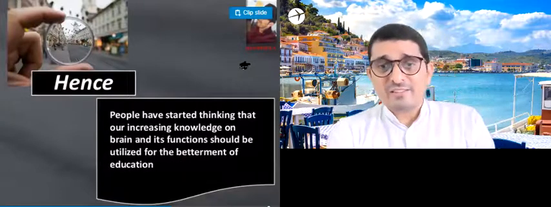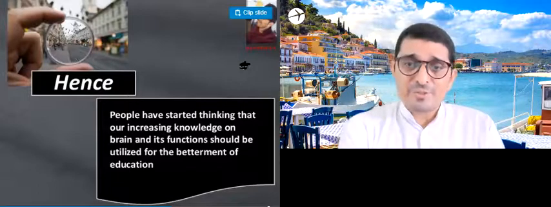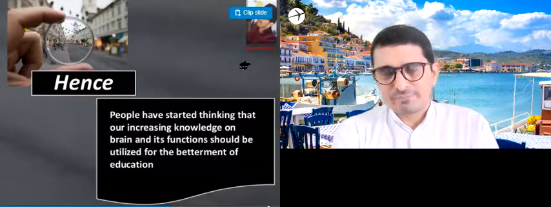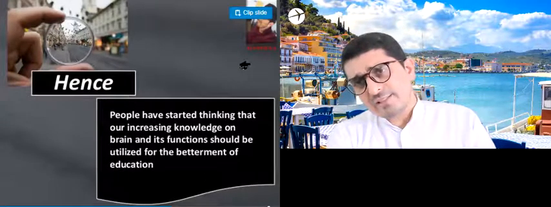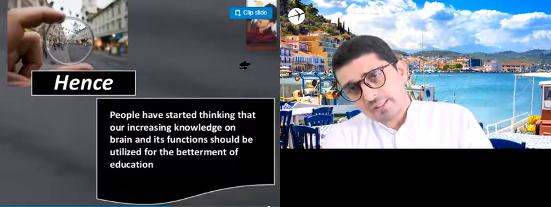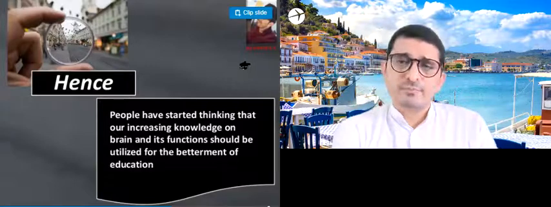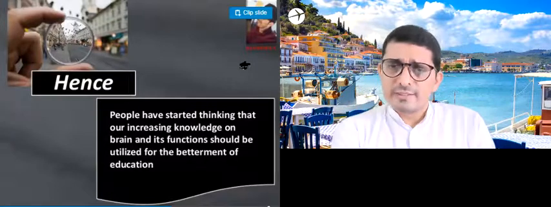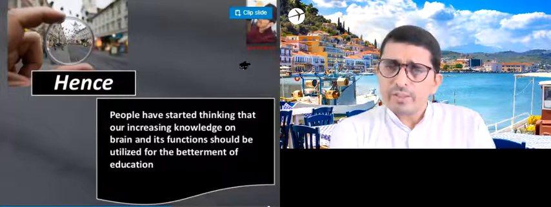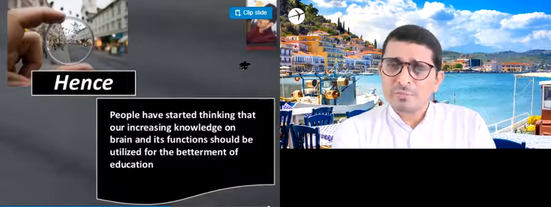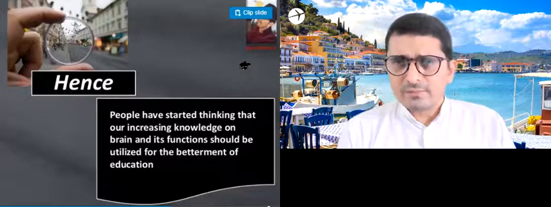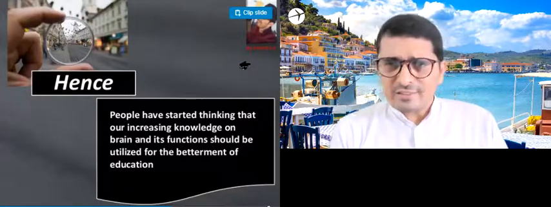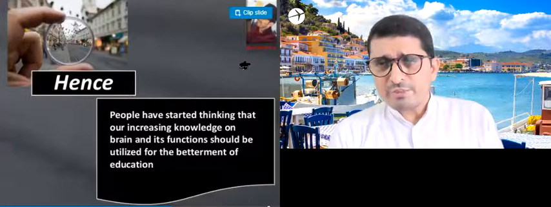So people have started thinking that our increasing knowledge on brain and its functions should be utilized for the betterment of education. Actually, we have been using philosophical thoughts and psychological aspects for lots of years in the field of education. But now people think we have started studying about brain. We have started studying about the nervous systems in our brain. And we have discovered some aspects of brain.